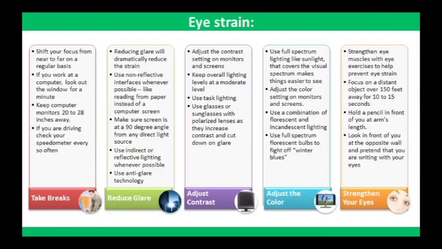Feet away without moving your head. Focus again for 10 to 15 seconds, and go back to the distant object. Do this 5 times. Hold a pencil in front of you at arm's length.